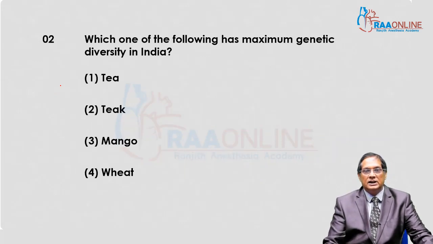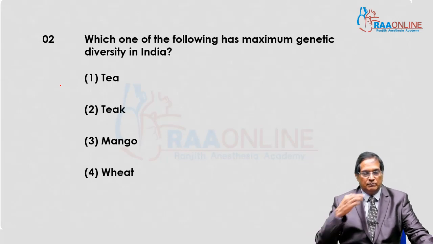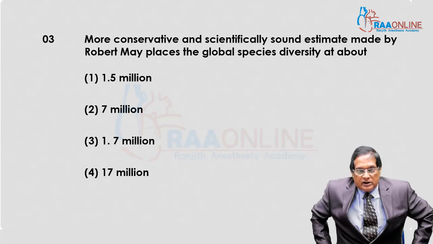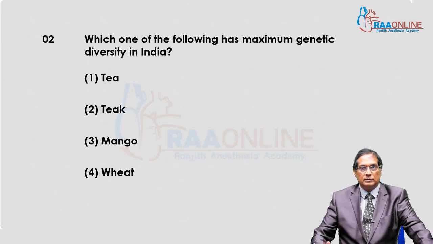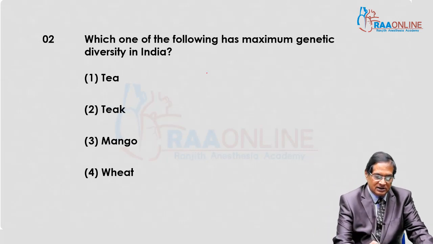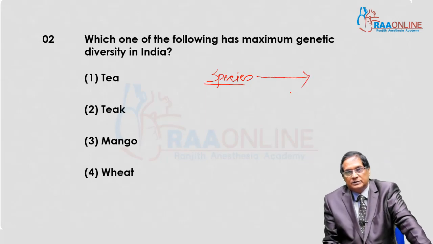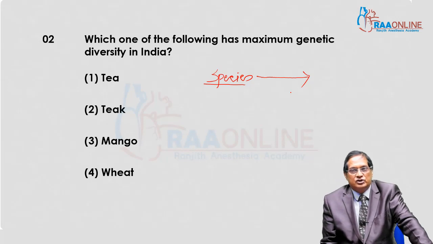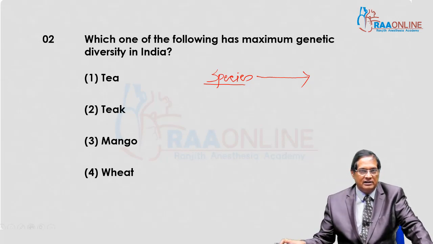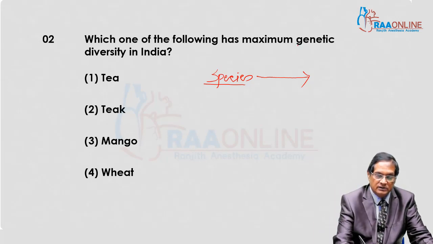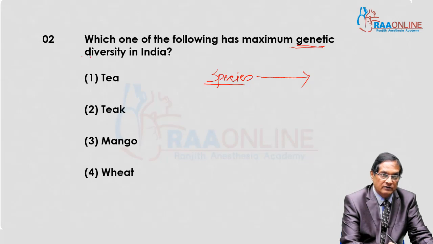Which one of the following has maximum genetic diversity? As far as maximum genetic diversity is concerned, the species is the same, but there is a variation in those species, that is in terms of varieties, because of change in gene, that is at the level of genetic. Question number 2, genetic diversity.